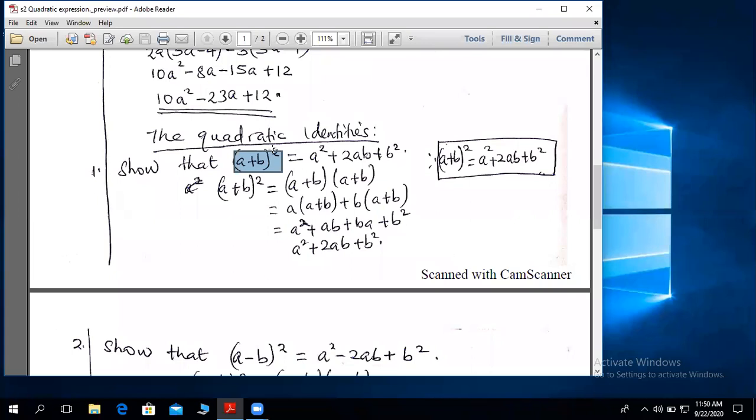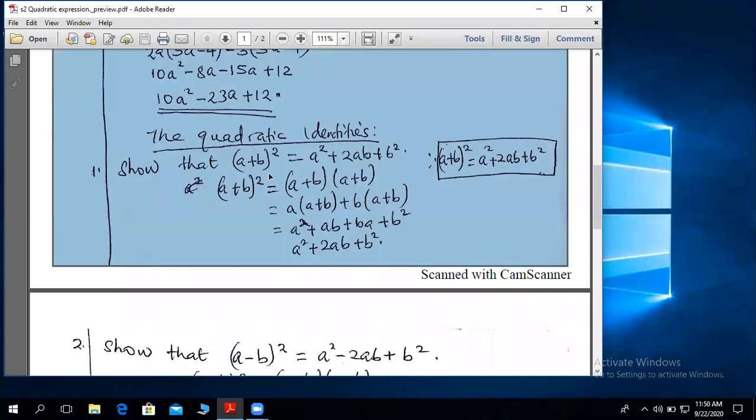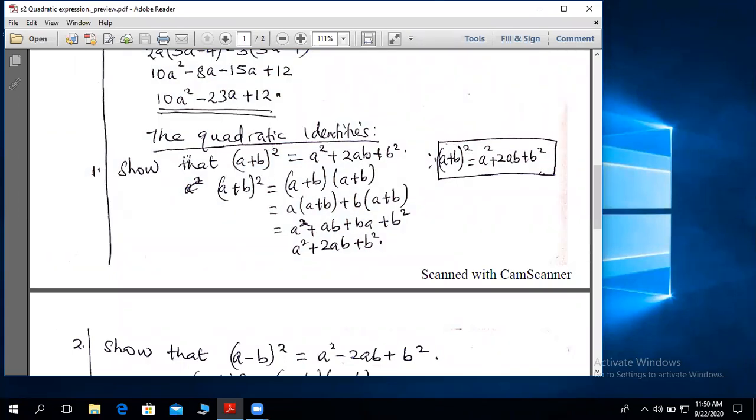That is not correct. So the way you should do it, a plus b squared. If you have 2 squared, you say it is 2 times 2, and the answer is 4. So a plus b squared, you must say that it is the same as a plus b into a plus b. So you multiply these two brackets. And how do you multiply?